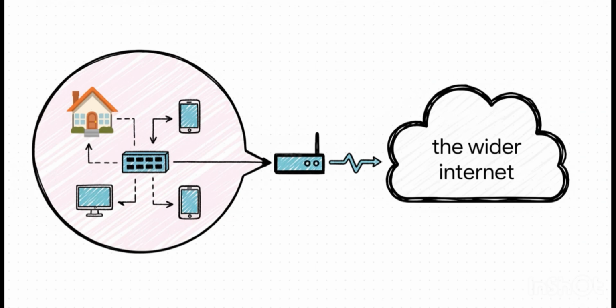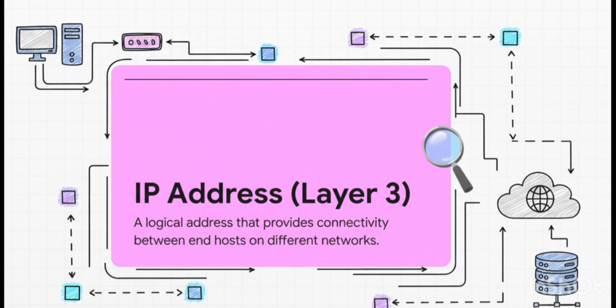It doesn't really care about that local MAC address anymore. It's looking for that long-distance IP address. And that brings us to the IP address. This is the big one. This is our packet's global destination, that full mailing address we talked about. It tells any router anywhere in the world the ultimate destination network where this packet needs to end up.